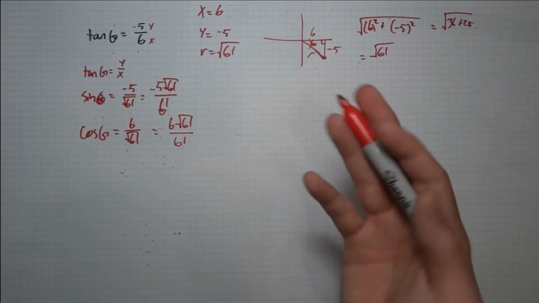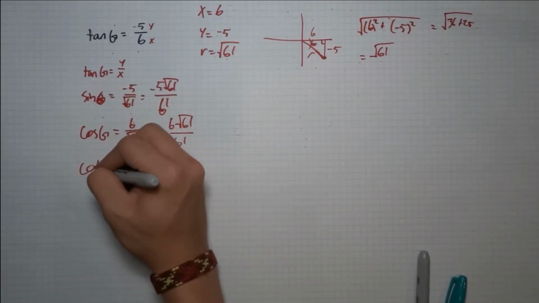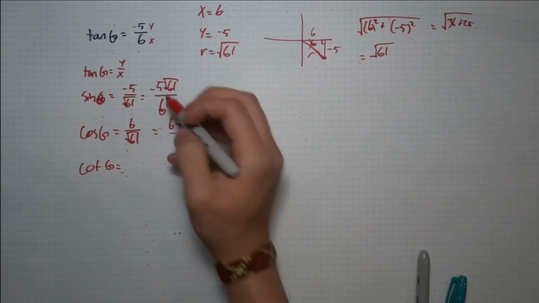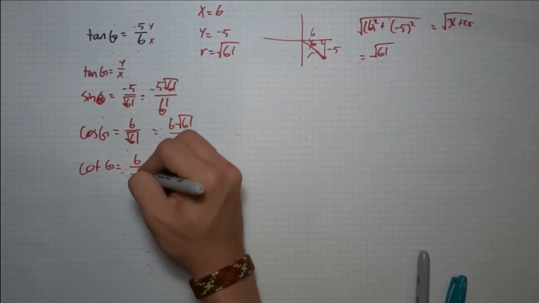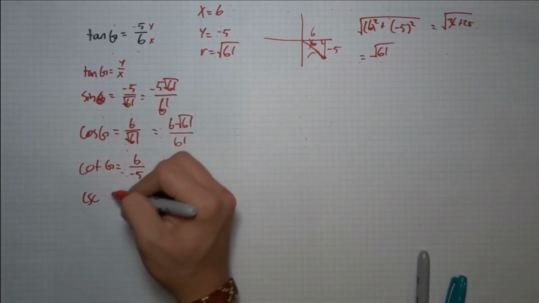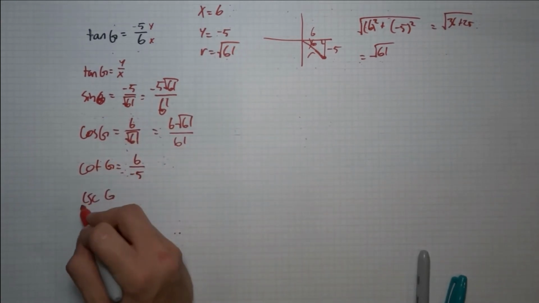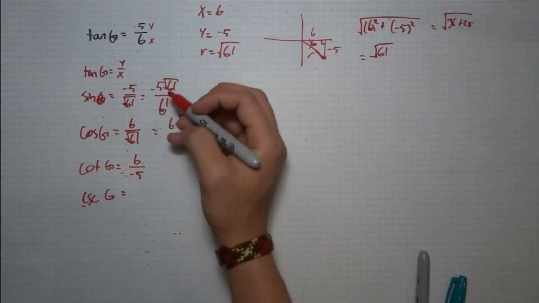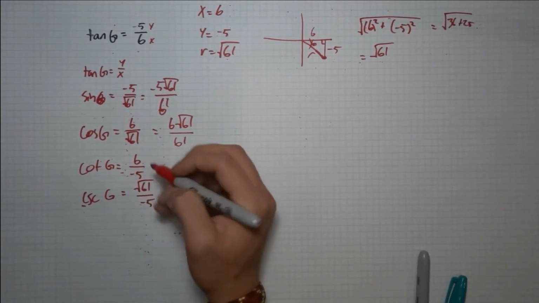And then now we need to go through our reciprocal functions. So we started off with tangent. Let's go with cotangent. Cotangent of g is going to be the reciprocal of this, so it'd just be 6 over -5. Reciprocal of sine is cosecant, again because we had an s, and when we find the reciprocal of that we get a c. And the reciprocal of this is the square root of 61 over -5.